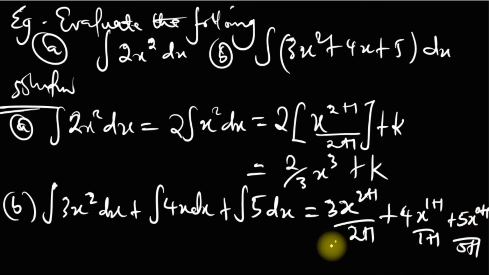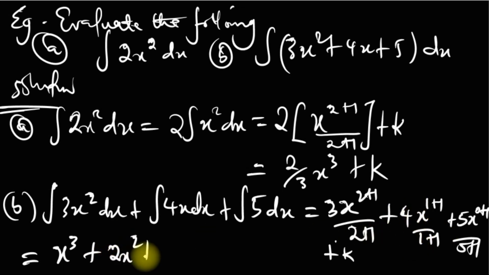So our final answer is now this: 3 over 3, so we have x cubed plus this 4 over 2, so 2x squared plus 5x plus k. Remember, plus a constant, because even if you add plus k, each term has its own constant, so they will always result in a bigger constant. So that's our answer, that's the evaluation.